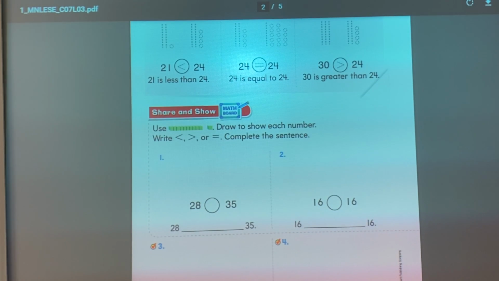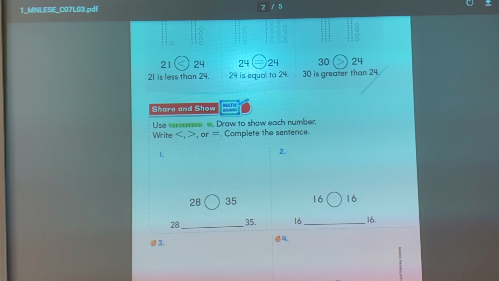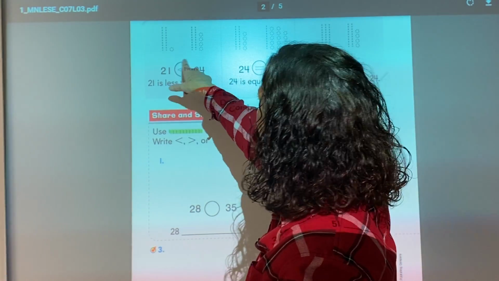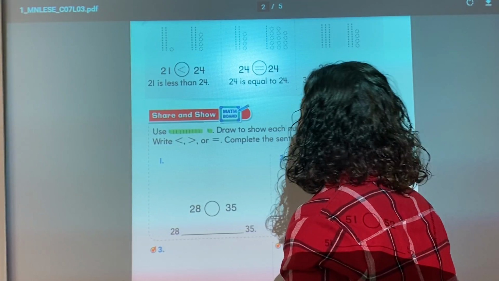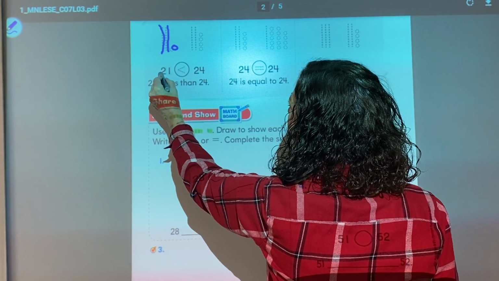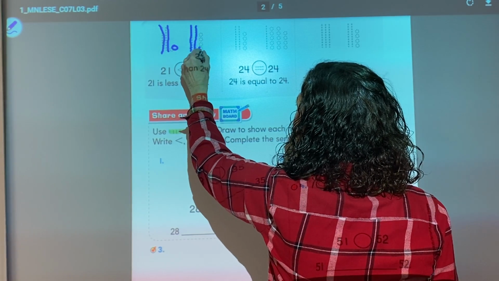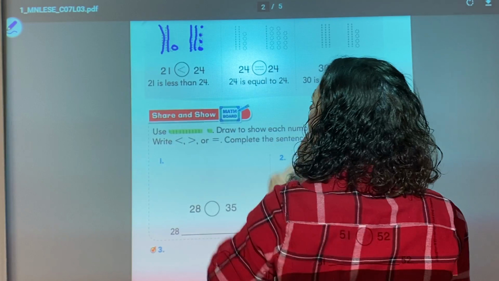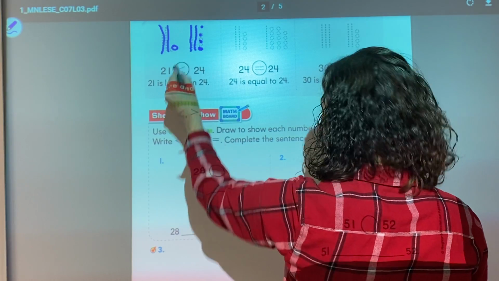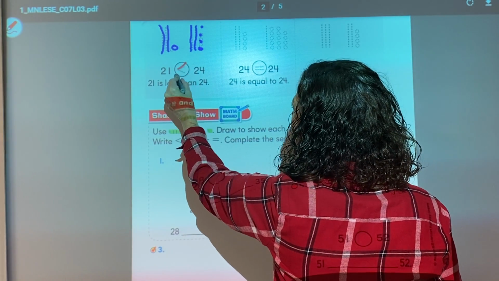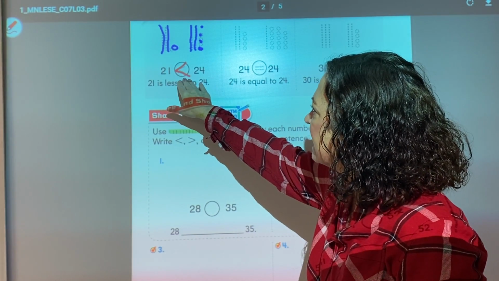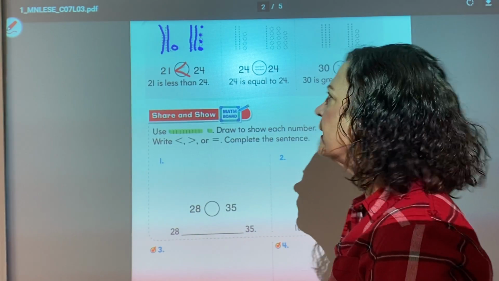So, they've got the first one drawn out for us, and they're using sticks now. So, we just have to count the sticks and the ones, and look, they're even using circles. So, we have 1 stick, 2 stick, and a circle, and that is 21. And then we have 2 tens and 4 ones, makes the number 24. And 21 is less than 24. So I'm just going to make sure that alligator mouth opens toward the biggest number, and then it says 21 is less than 24. Okay?